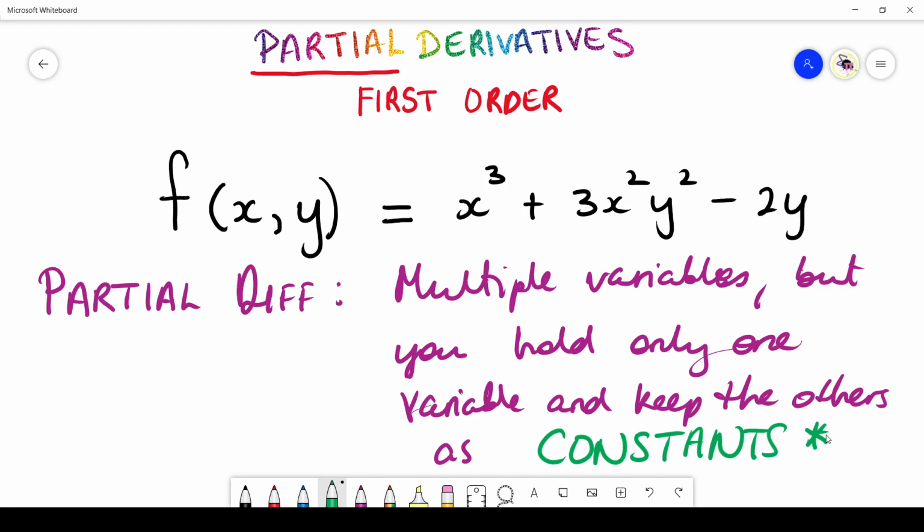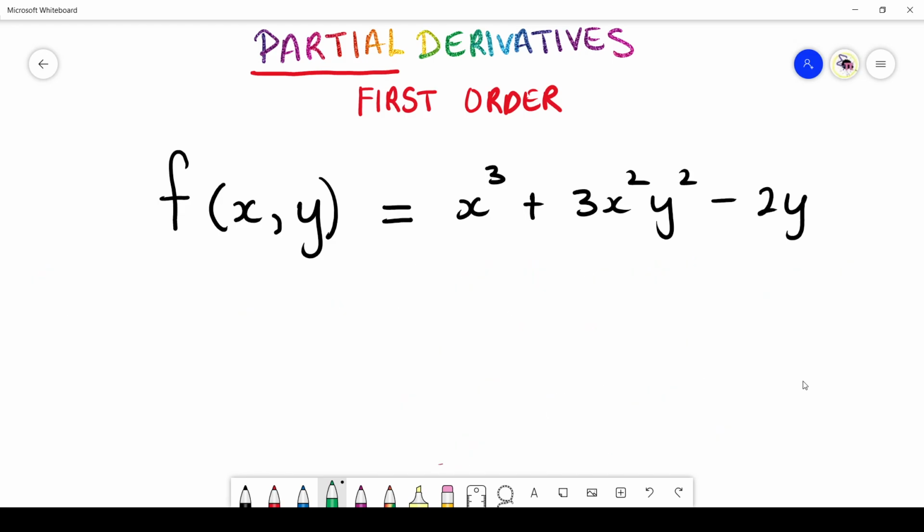Now, to be honest, it may not make full sense to you as yet what's written in purple. Like, what do you mean hold only one variable and keep the others as constants? Exactly. So of course it's math. Let's work by example. Okay, so what you see on screen is that we have a function and it's written in terms of two variables, x and y. Now, for this question, they want us to differentiate this function with respect to x.